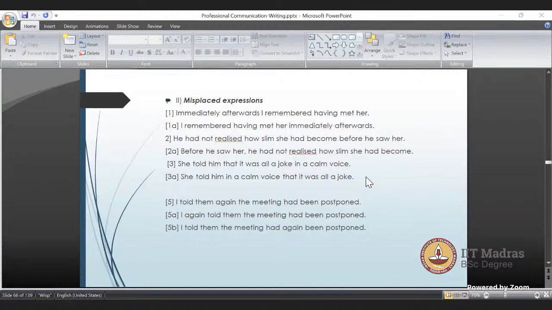She told him that it was all a joke in a calm voice. A better way, it's a misplaced expression again: She told him in a calm voice that it was all a joke.